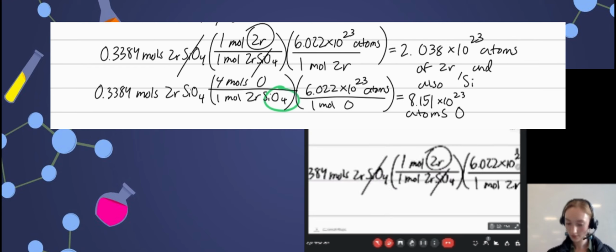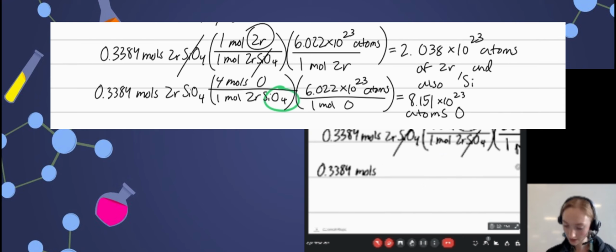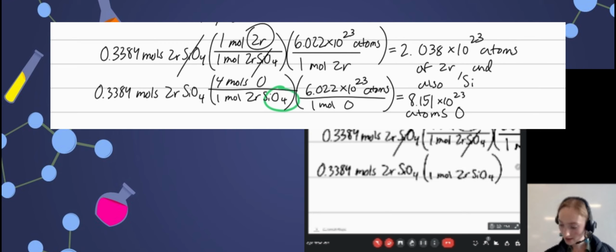So we solved the first one. We know how many atoms that we have of zircon and silicon. Now let's see how many atoms we have of the oxygen molecule. So we'll start with the same amount of stuff, 0.3384 moles of zircon silicon oxide. And so since we have 1 mole of this compound, in this compound we have 4 oxygens. So for 1 mole of this compound, we have 4 moles of oxygen.